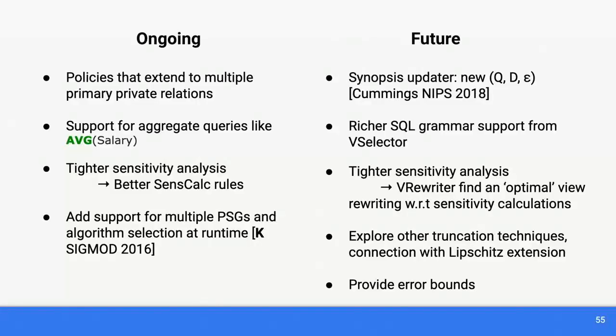With mechanisms like ours, you cannot do it because in the synopsis generation phase, our algorithms, for example the DAWA that I mentioned, are data dependent. That means that even for absolute error, the error still depends on the input. Yes. So our whole work is still data dependent. Our error is still data dependent.